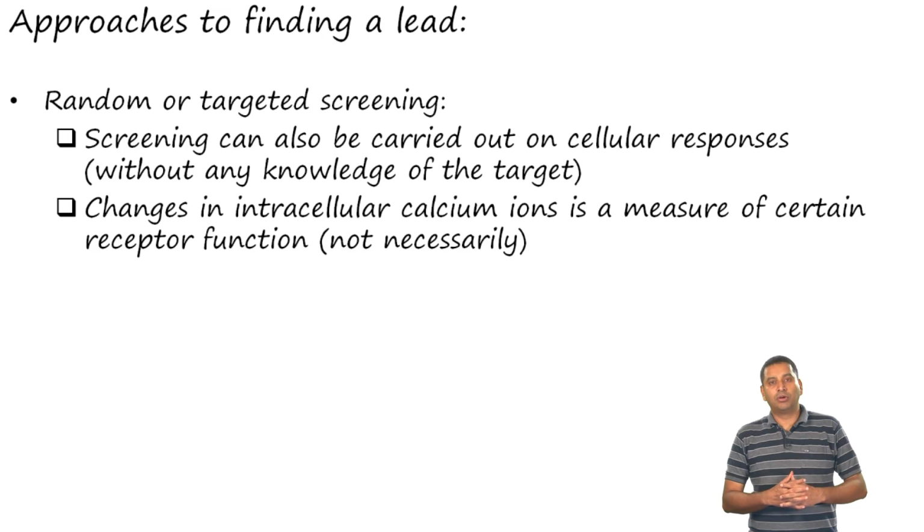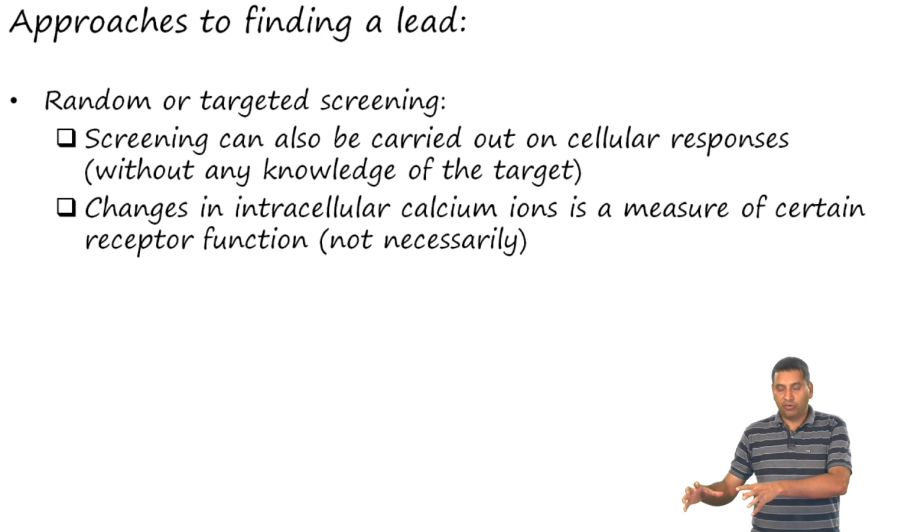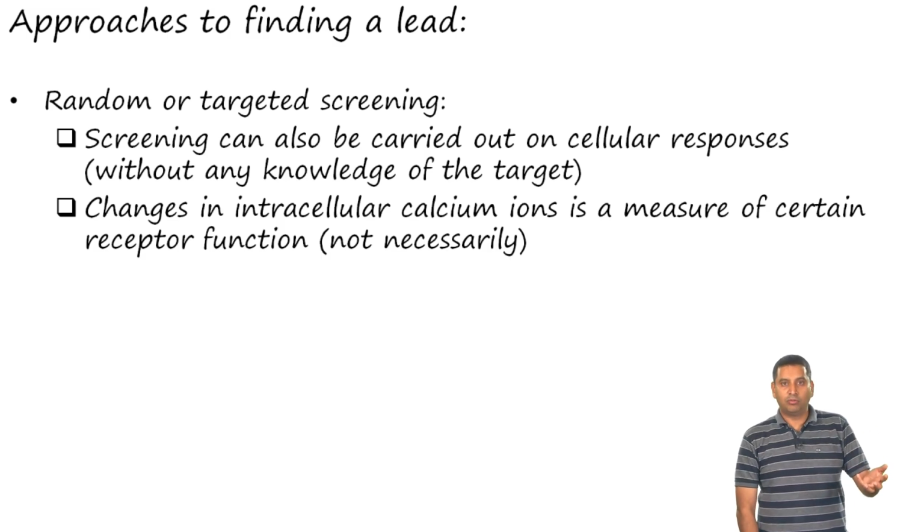An example that one could look at is intracellular calcium levels, which is a measure of how well certain receptors function. It is not necessarily related to only receptor function, but it can be a good measure of looking at cellular responses. So, one could look for molecules which can increase intracellular calcium levels or decrease intracellular calcium levels as the need may be. This is another way to look for a lead.